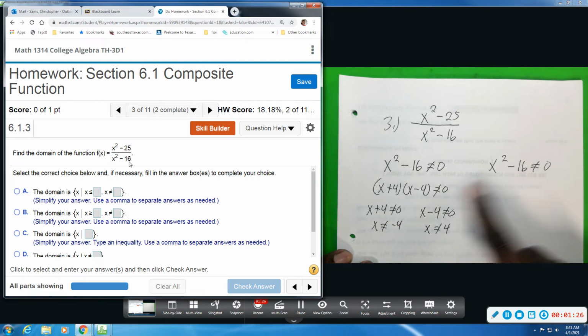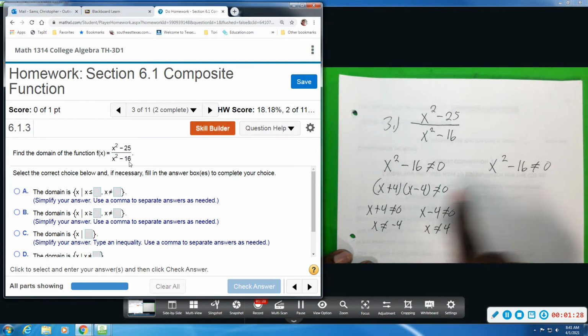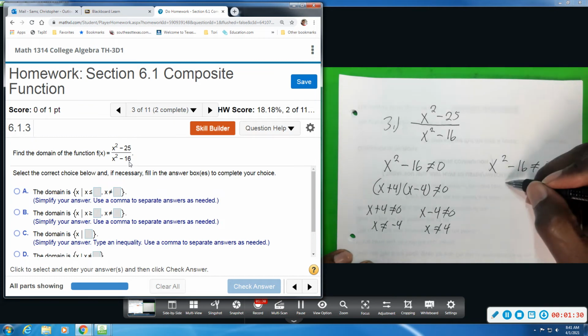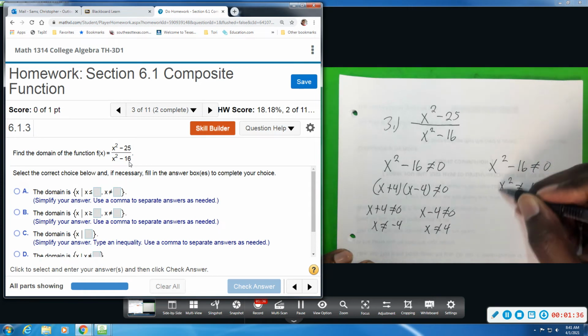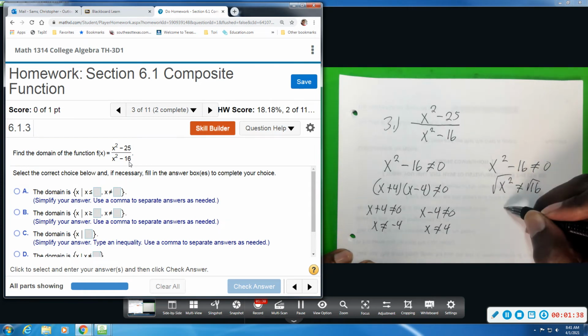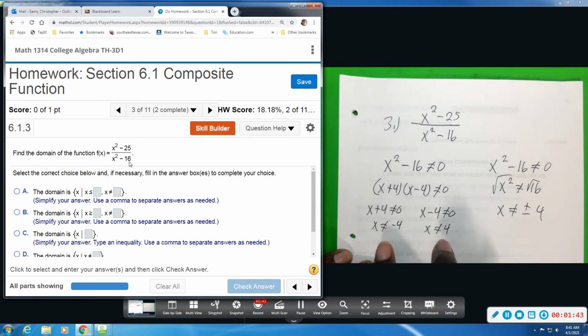If you didn't recognize that this factors, you can just add the 16. So x squared cannot be 16, and if you take the square root of both sides, you get that x cannot be positive or negative 4. So you still get the same two numbers. So in this case, we would remove positive and negative 4 from our domain.